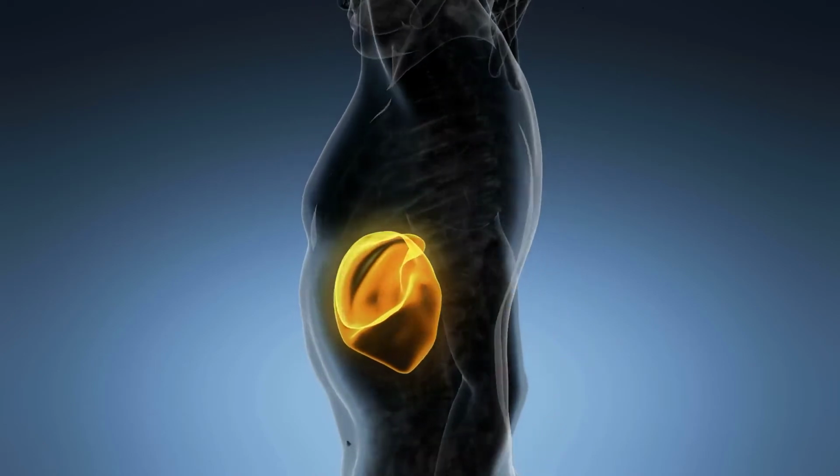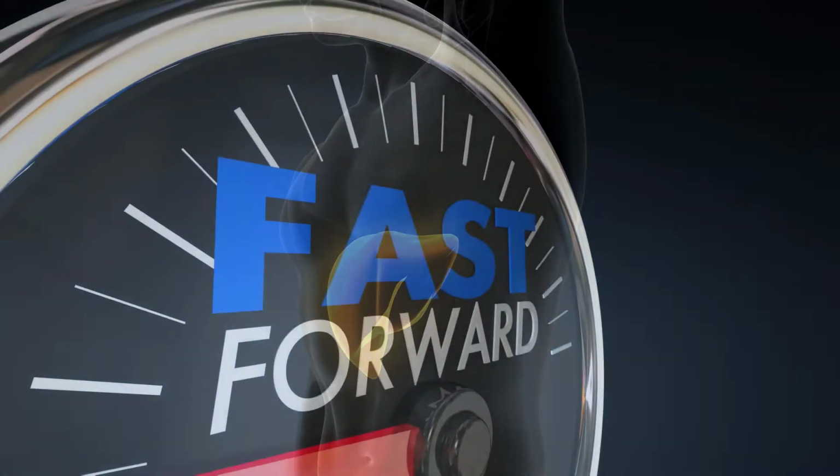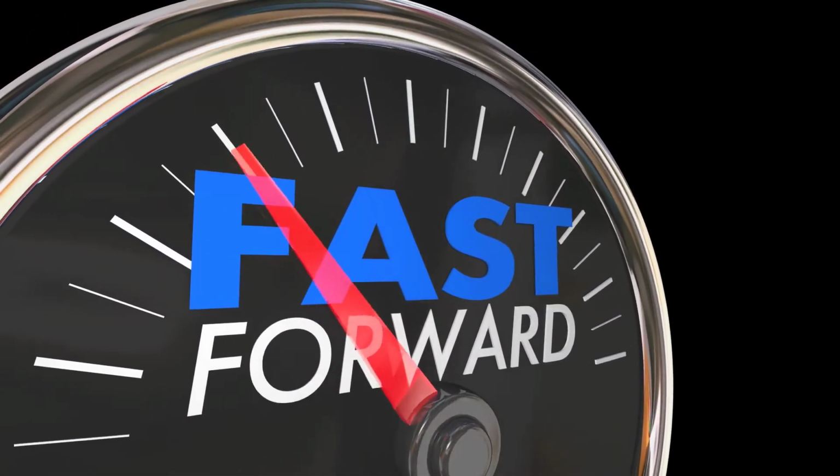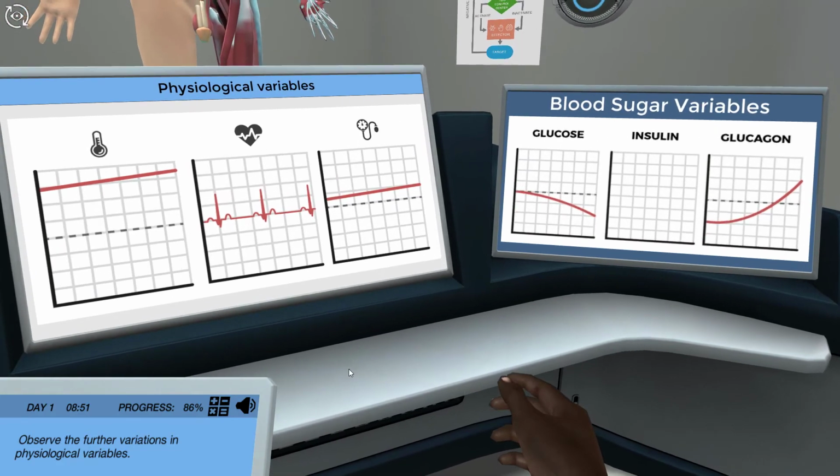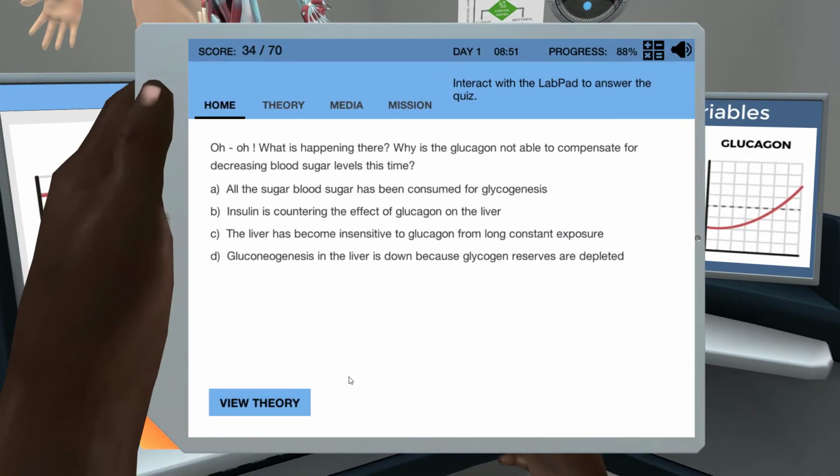Let's keep the exercise up for a while longer. Wait another 15 minutes. Observe the further variations in physiological variables. Oh, what is happening there? Why is the glucagon not able to compensate for decreasing blood sugar levels this time?